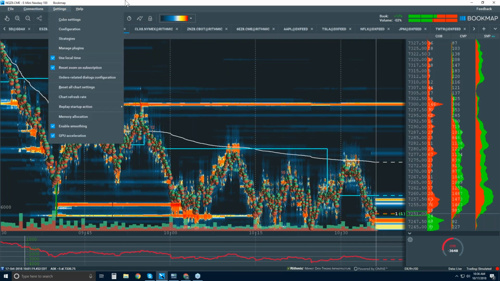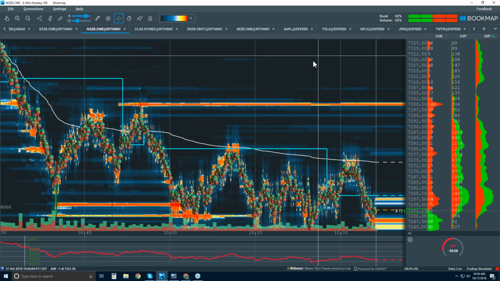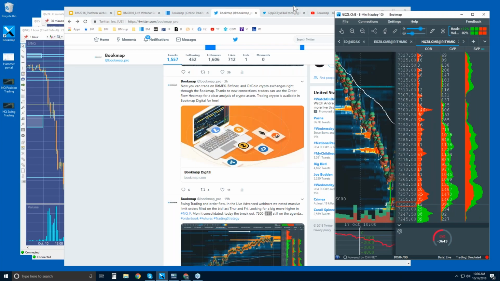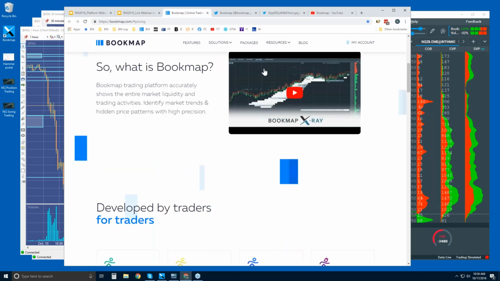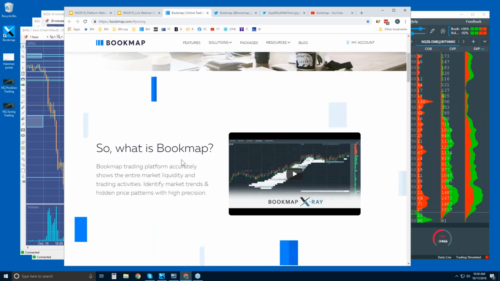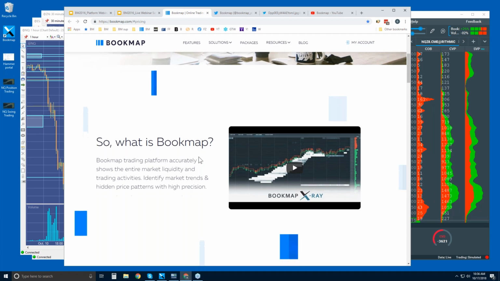All right, anyway, let's move on and define what Bookmap is for those of you who are new. Scroll down here. What is Bookmap? We are a trading platform. We're software. We're not a data provider. We're not a broker. We just have a very unique way of visualizing the data. That's our advantage here. We're a platform just like anyone else though, like NinjaTrader or TradeStation or Thinkorswim. All right, let's continue on.